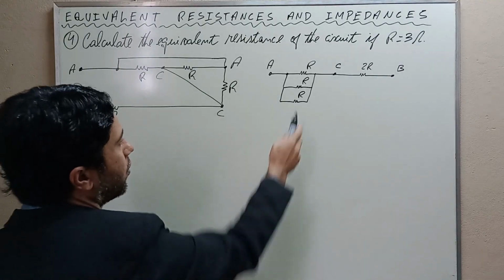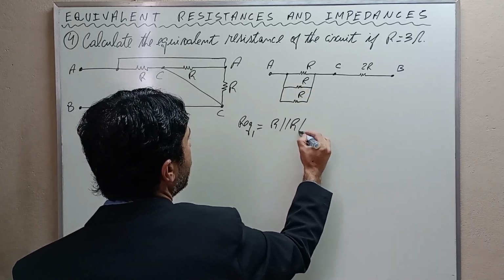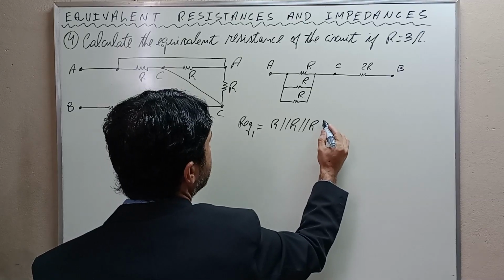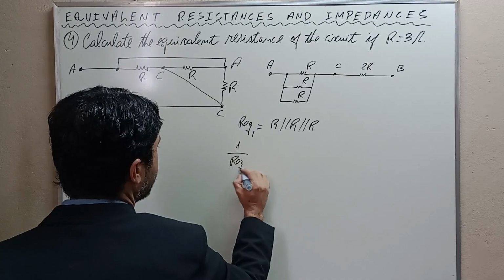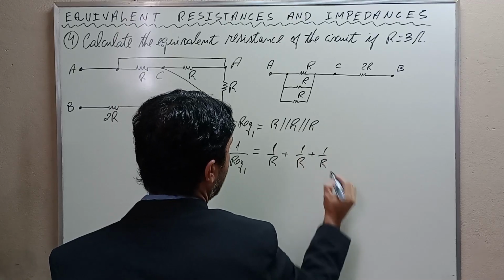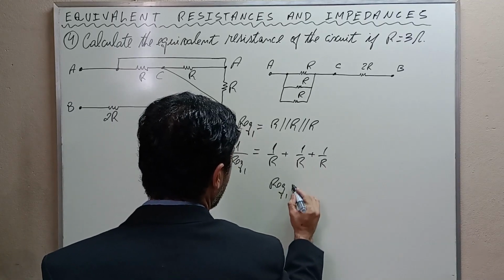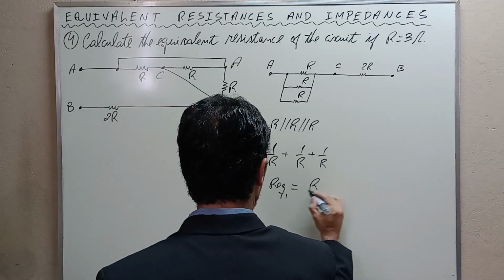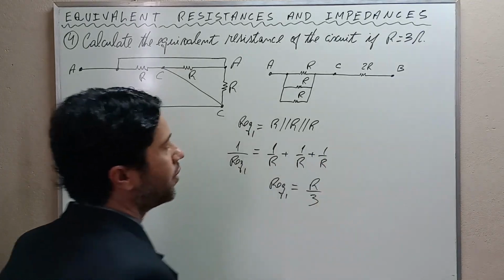Let's begin with this parallel combination. Equivalent resistance number 1 is the parallel combination between 3 resistors R. And how can we calculate the parallel combination between 3 resistors? 1 over the equivalent resistance is equal to 1 over R plus 1 over R plus 1 over R. In this way, the equivalent resistance is equal to R over 3. This will be in series with this.